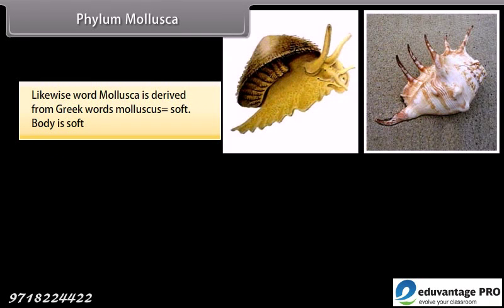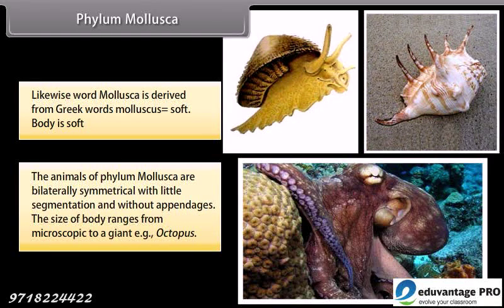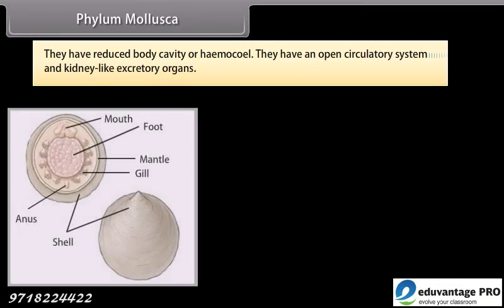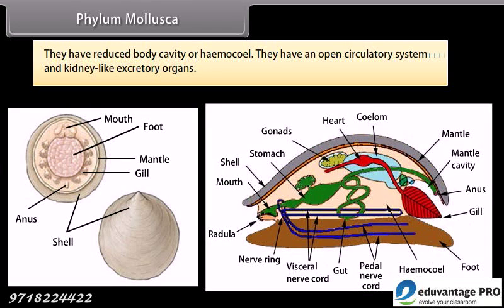Phylum Mollusca. Likewise, the word mollusca is derived from Greek words molluscus, soft, body is soft. The animals of phylum Mollusca are bilaterally symmetrical with little segmentation and without appendages. The size of body ranges from microscopic to a giant, that is, octopus. They have reduced body cavity or hemocoel. They have an open circulatory system and kidney-like excretory organs.